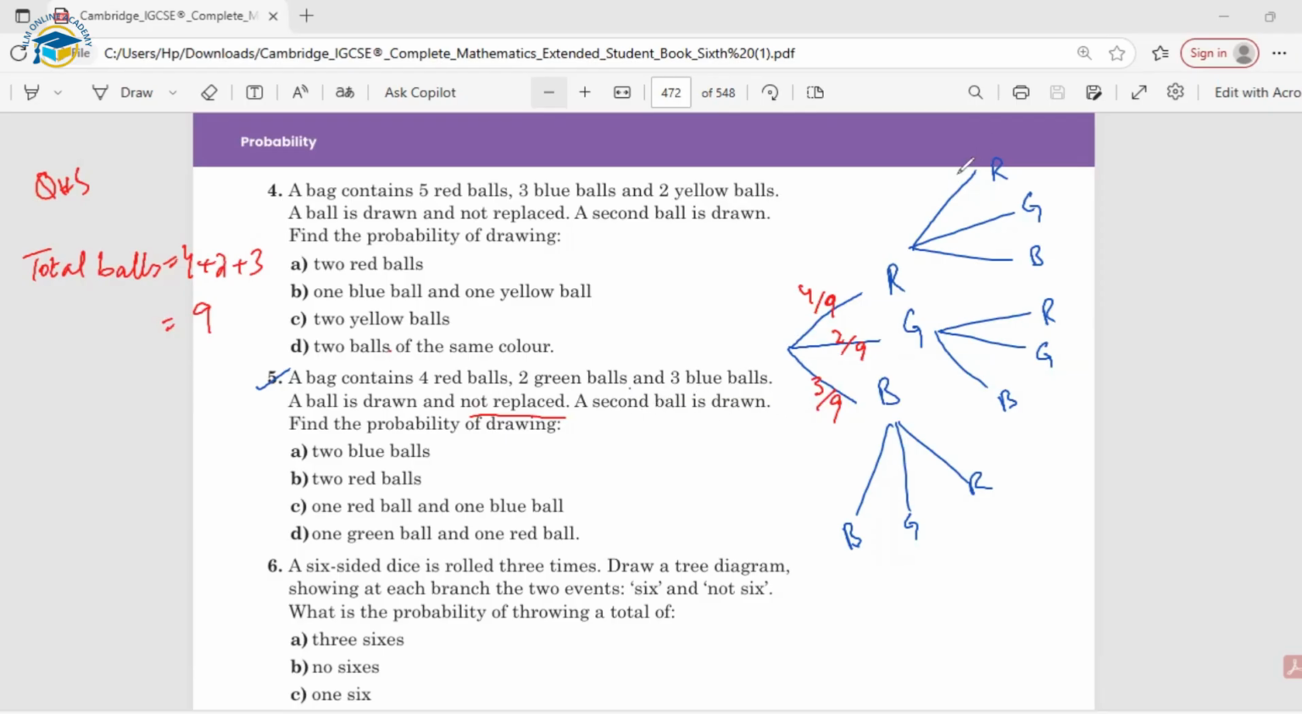Next, as not replacing back, so if one red has been picked up, 3 will be remaining out of a total of 8. Green will be similar, 2 over 8. Blue will be similar, 3 over 8. Okay, your total probability has changed.